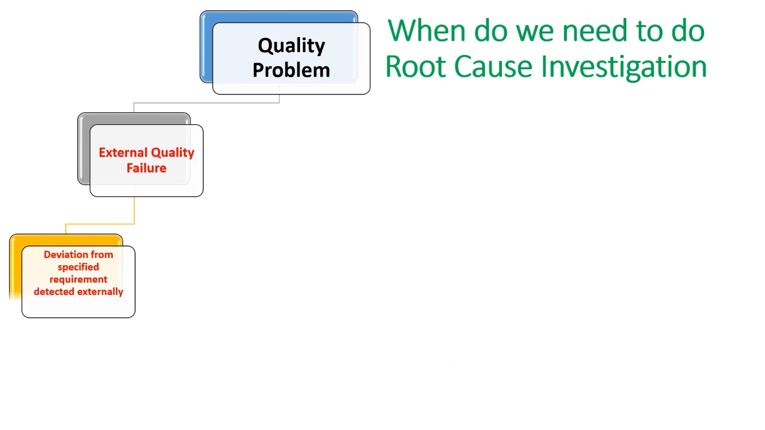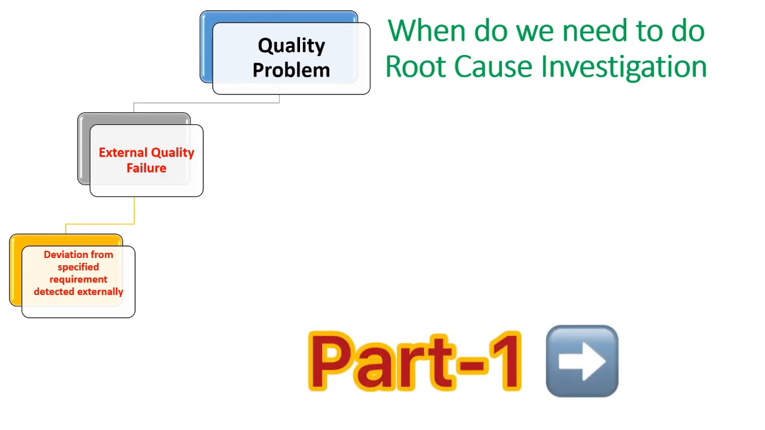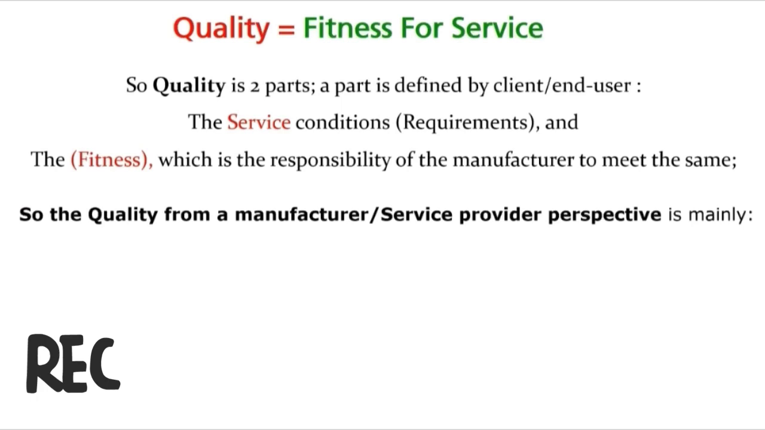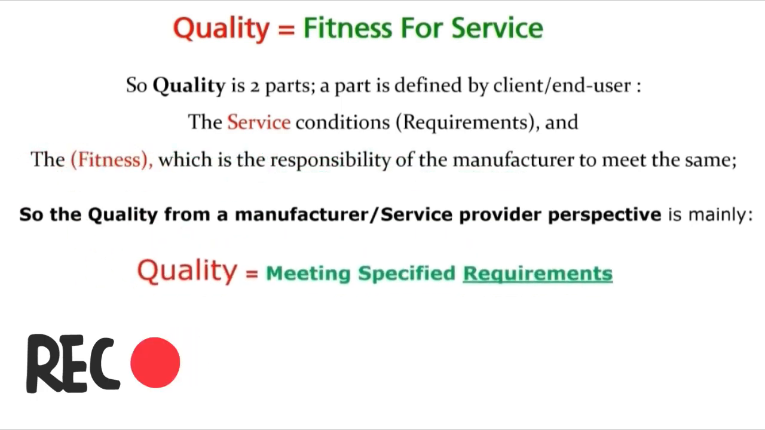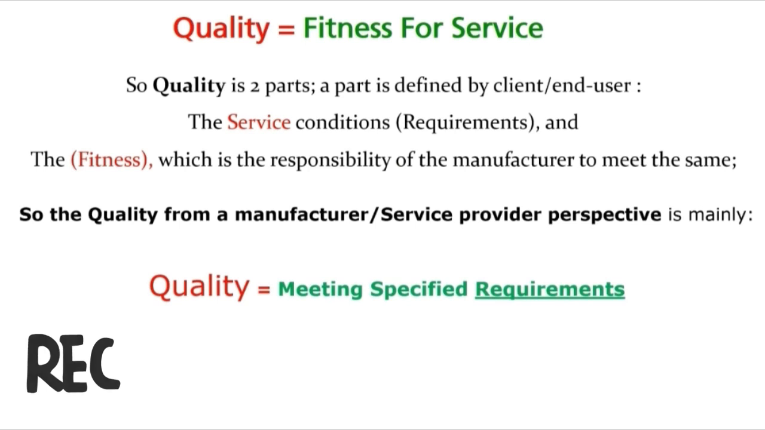So basically, deviation from any specified requirement, as mentioned in part 1, when we defined quality from the manufacturer or service provider perspective: quality means mainly meeting specified requirements.